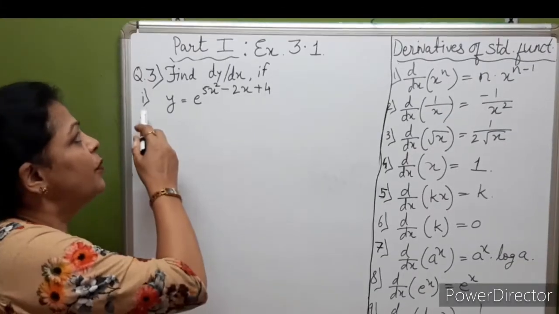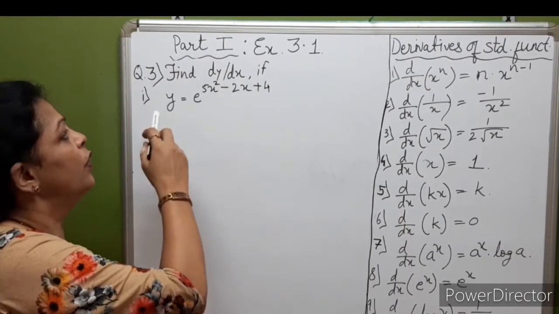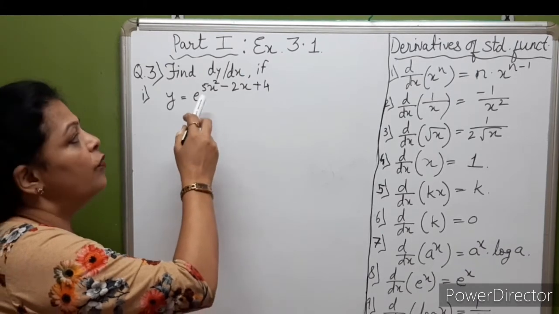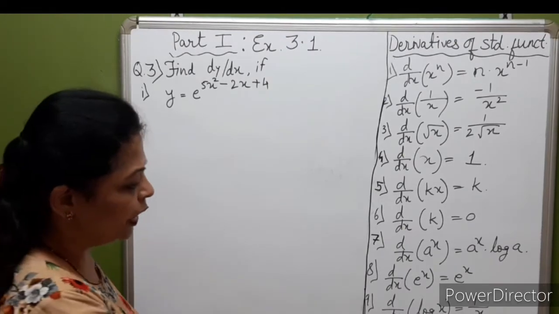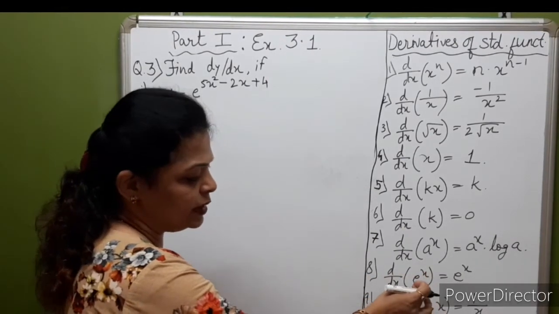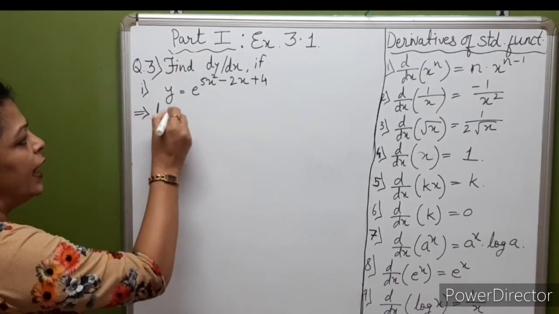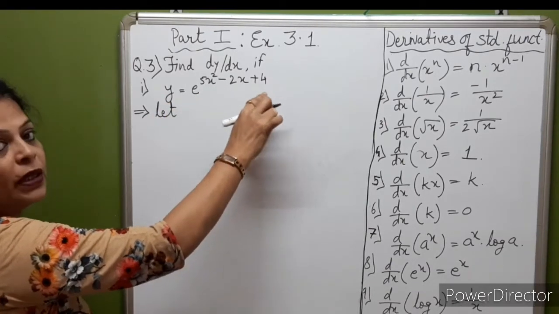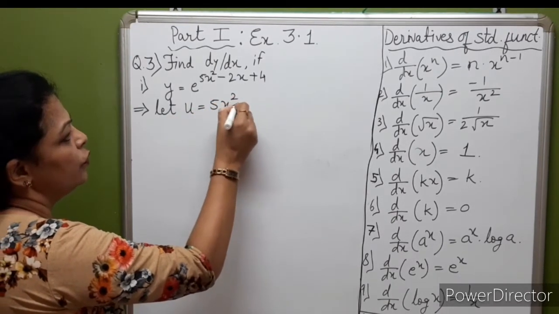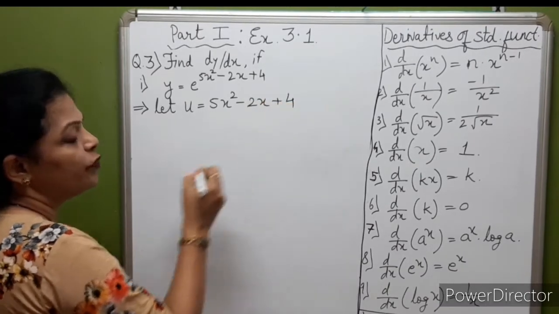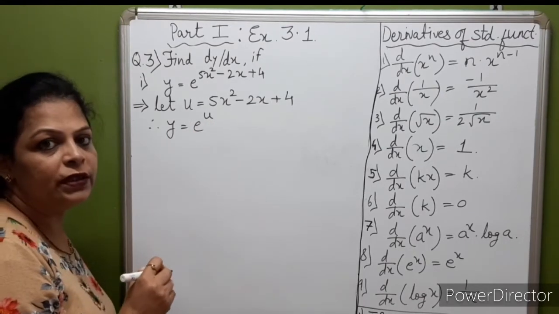Let us start with the first sub question of question number 3. Question number 3 is find dy by dx if y is equal to e raised to 5x square minus 2x plus 4. Now to bring this in the standard form, we have a form d dx of e raised to x, that is e raised to x. So what we will do is, we'll assume this exponent 5x square minus 2x plus 4 is equal to u. So u is equal to 5x square minus 2x plus 4. Therefore, your y becomes e raised to u, which is the standard form.